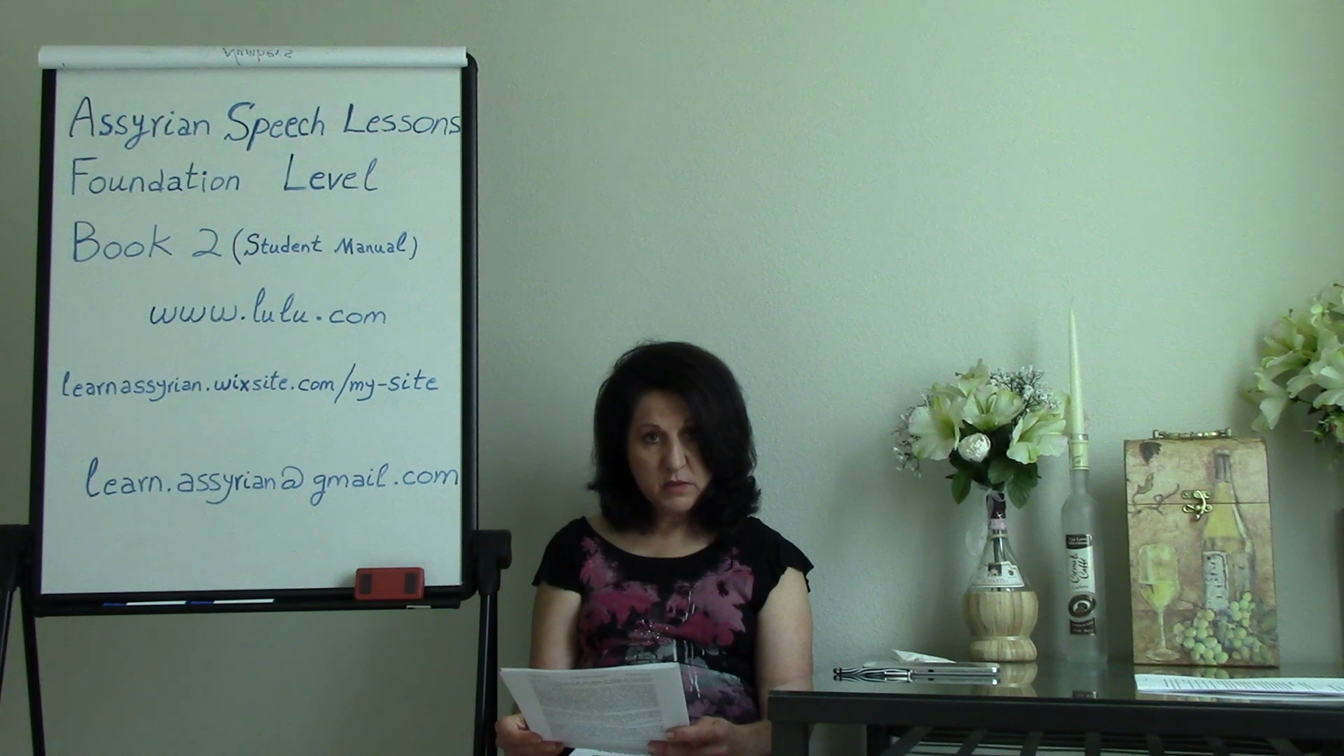One prerequisite for this book is to be able to read the Assyrian language. In that case, this book will be more useful for you, but I suggest that if you cannot read, you refer to my reading book, which is called Assyrian Reading Lessons in 6 Days. Also, knowledge of the present tense of the verb to be is assumed. So if you do not know that verb, please refer to Speech Book 1. You can find the direct links to both these books in my website.